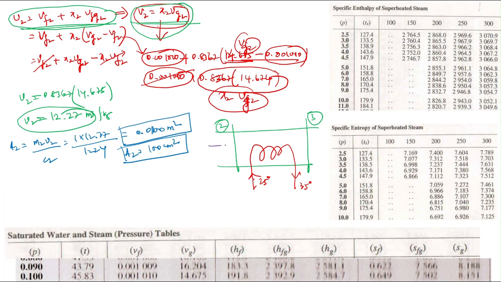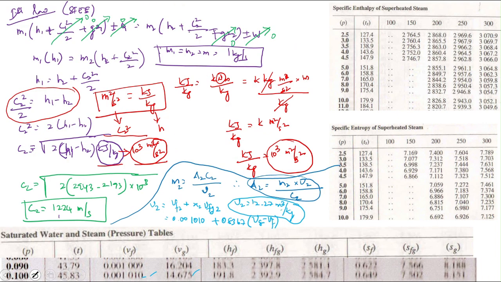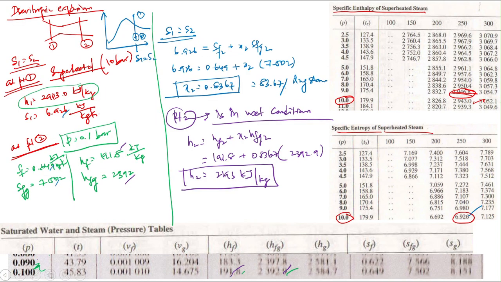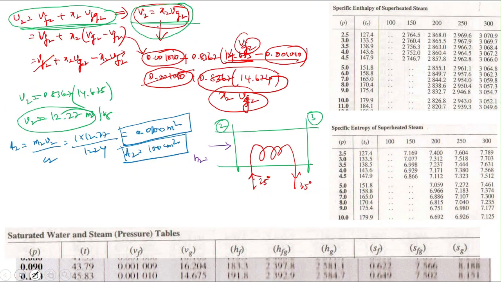Here the fluid enters at 2, that is H2. Already you find H2 is equal to what? Condition at 2. Here H2 you find is 2193 kilojoule per kilogram. 2193 kilojoule per kilogram, that is H2.